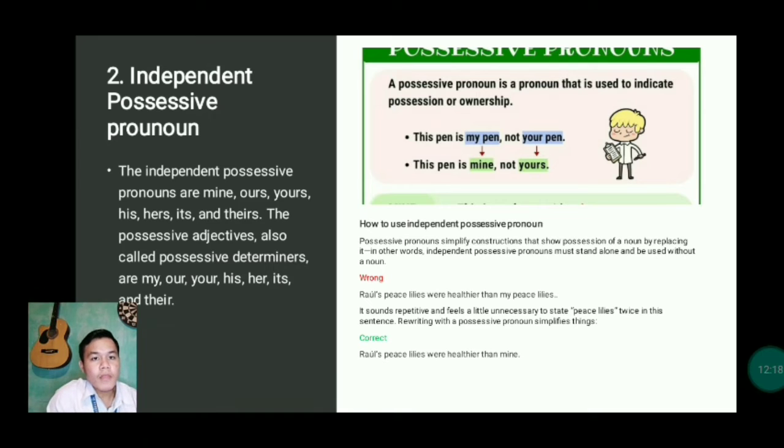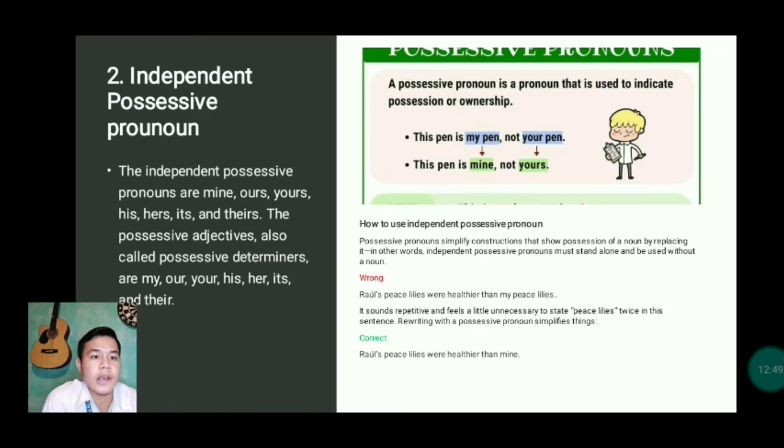So here is the second topic, which is independent possessive pronouns. The independent possessive pronouns are mine, ours, yours, his, hers, its, and theirs. The possessive adjectives, also called possessive determiners, are my, our, your, his, her, its, and their. So if you see the images, those are possessive pronouns, the best examples, so that you can manage it on your own. So how do we use independent possessive pronouns, or what is the usage?